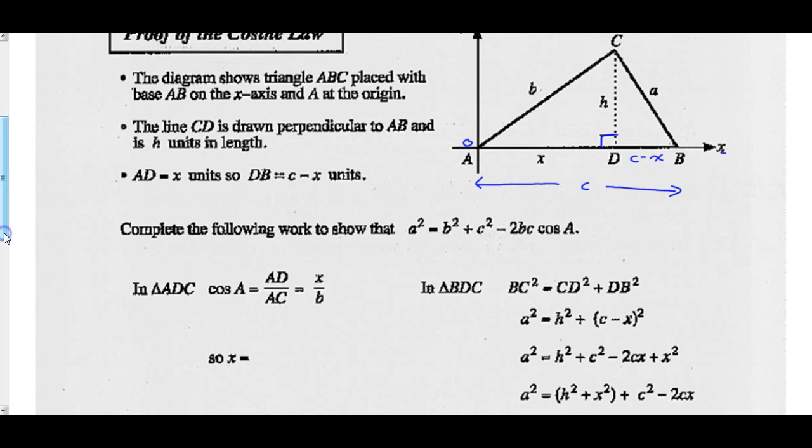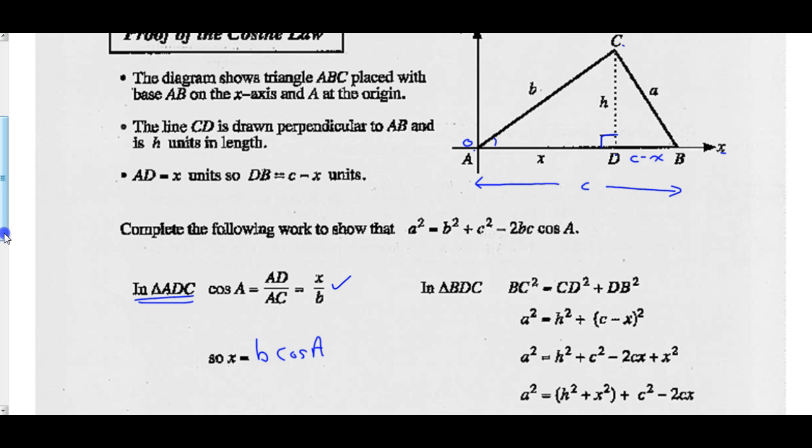So in triangle ADC, this triangle here, ADC, from angle A, the cosine would be length AD over length AC, adjacent over hypotenuse, which is x over b. Great. So if I wanted to solve for x, I would multiply both sides by b. x equals b times the cosine of angle A.